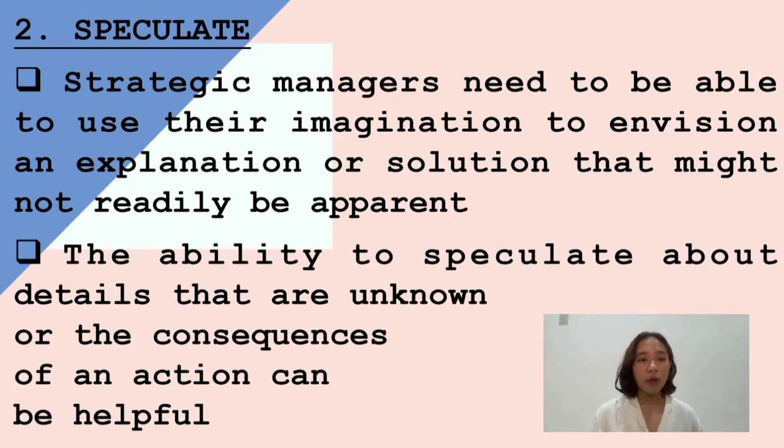Strategic managers need to be able to use their imaginations to envision an explanation or solution that might not readily be apparent. Being able to imagine different scenarios or contemplate the outcome of a decision can aid the analysis. Managers also have to deal with uncertainty since most decisions are made without complete knowledge of the circumstances. Case materials often seem to be missing data or the information provided is contradictory. The ability to speculate about the details that are unknown or the consequences of an action can be helpful.